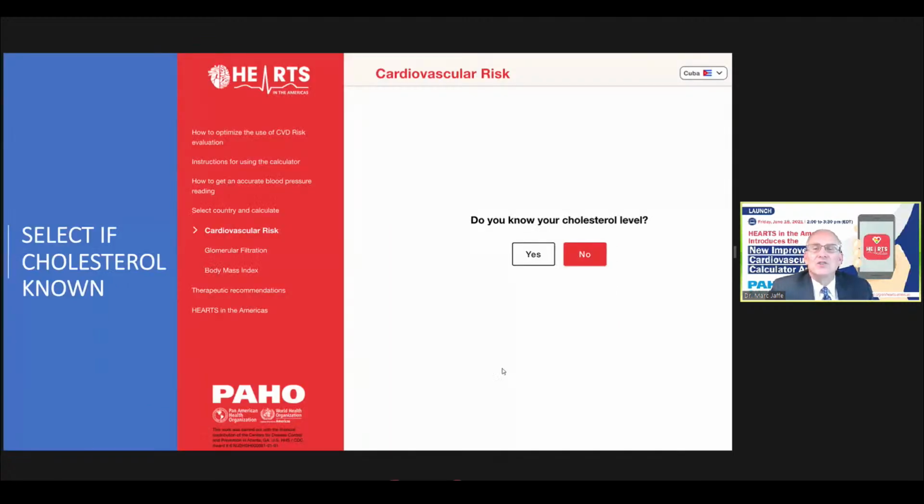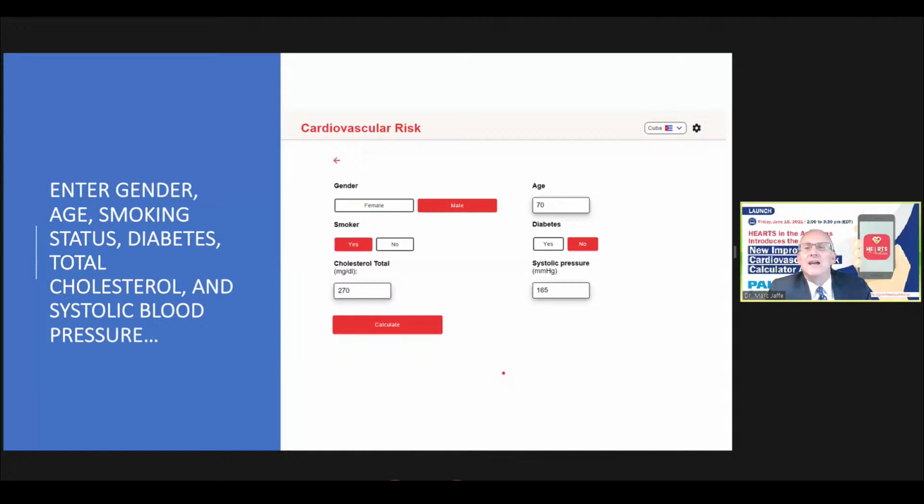Again, let's assume that for this patient, we know the cholesterol level. Okay, so that's the first thing you would click off. Let's go to the next slide. And for this patient, we'll indicate the gender is male, the person is a non-smoker, the cholesterol level is 270, and there's no diabetes, and we've entered the systolic blood pressure and the age. And so when this is all entered in here, we'll go ahead and hit calculate and go to the next slide.